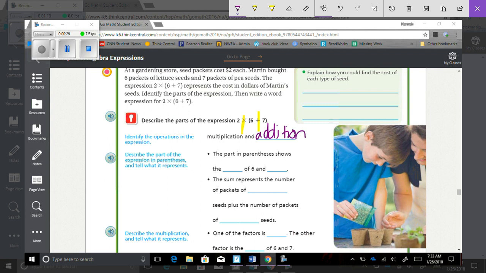The part in parentheses, okay, that shows the sum. Okay, so when we're adding, it's the sum of 6 and 7. The sum represents the number of packets of, okay, go back, what are we looking at? Packets of lettuce seeds plus the number 7 of pea seeds.